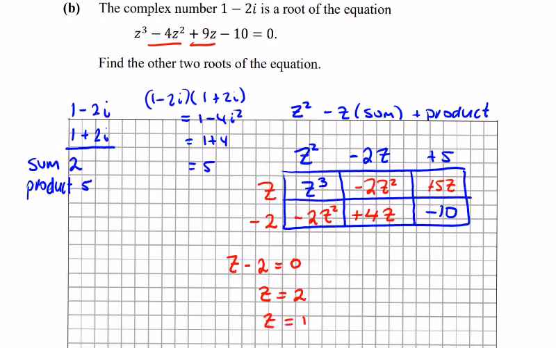z is also equal to 1 plus 2i. And z is also equal to 1 minus 2i. Not the only approach you can take. You could sub in z is equal to 2 here and show that it equals 0, and then factorize your quadratic using the quadratic formula to get your two complex roots. You'll get these guys, obviously.